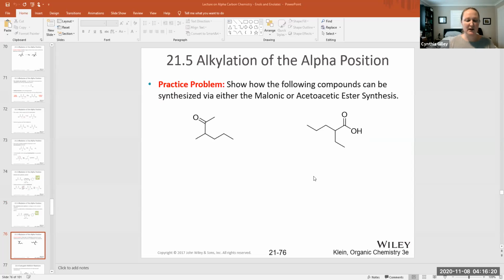So, to make sure that we fully understand how to utilize either the malonic ester or the acetoacetic ester synthesis, let's go ahead and do a practice problem and think about how you would synthesize these two compounds using either of those two reactions. Go ahead and pause it and do your best, and we'll talk about it in just a moment.